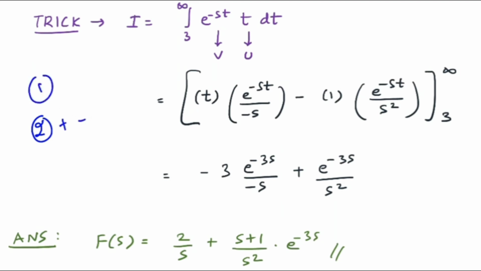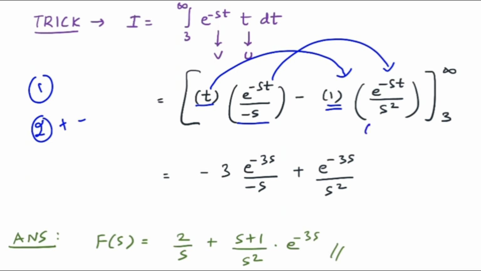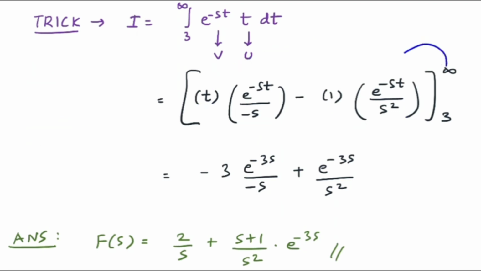The first point was write u, then integral v. You have to take the differentiation of this term. So differentiation of t is 1 and you have to take the integration of this term. So integral of e raised to minus st upon minus s is e raised to minus st upon minus s into minus s, which is plus s square, right? So minus s into minus s is what? Plus s square.